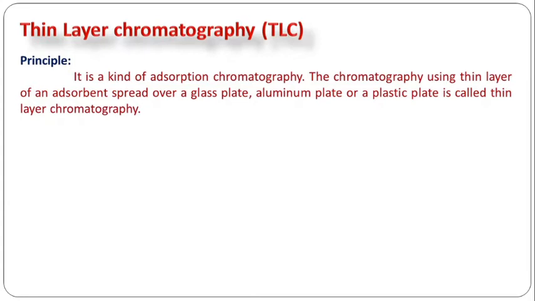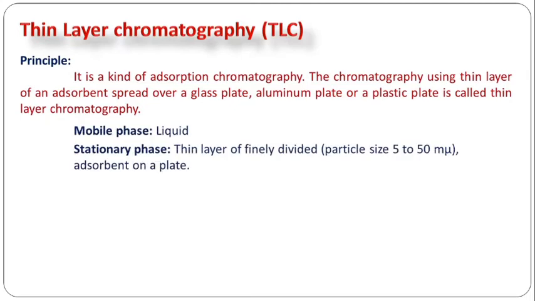In this chromatography, solid is the stationary phase while liquid acts as the mobile phase. Whatever the solid is, it forms a thin layer on the glass plate, aluminum plate or plastic plate. That's why this is called thin layer chromatography. In this chromatography, the mobile phase is a liquid, that is a solvent. That may be a mixture of 2-3 solvents, depending upon the polarity.